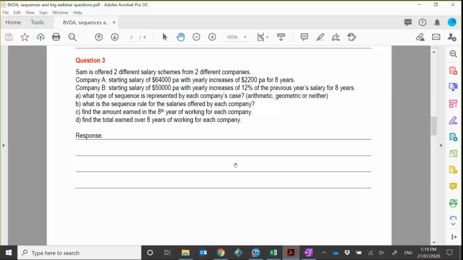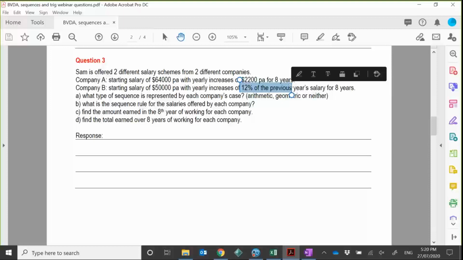So the first one is going up by a fixed amount each year. So that is an arithmetic sequence. It's going up by the same amount each year. Company B, it is increasing by 12% of the previous year. That is a geometric sequence. So company A, arithmetic, company B, geometric.